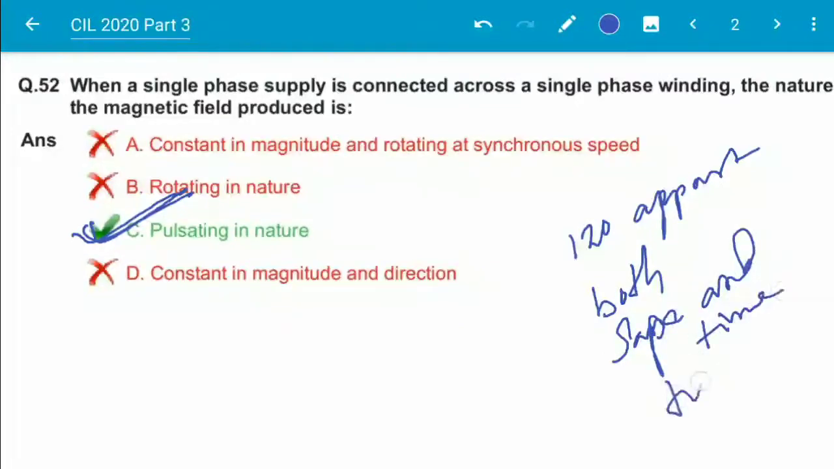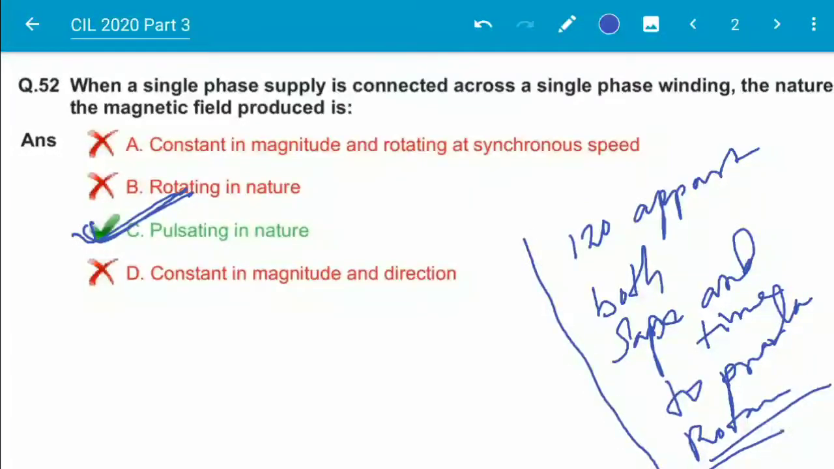to produce a rotating field. A rotating field cannot be produced when a single phase supply is connected across a single phase winding. Hence the answer is pulsating in nature.